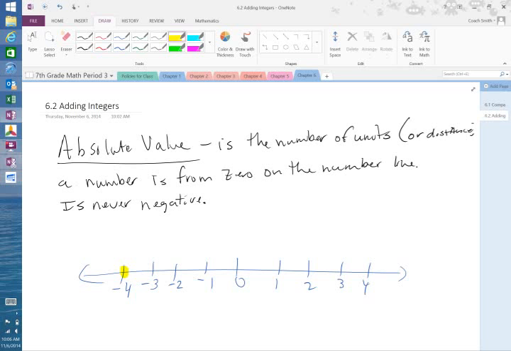It's almost like you're talking distance. Is there any way to have a negative 1 mile? No, not even walking backwards, you're still walking 1 mile. You're not walking negative 1 miles. There's no way to have it. You can't be negative 2 feet tall. You could be 4 foot tall, but you can't be negative 4 foot tall. There's no way to do that. So think of absolute value in terms of money, distances. It's never negative.